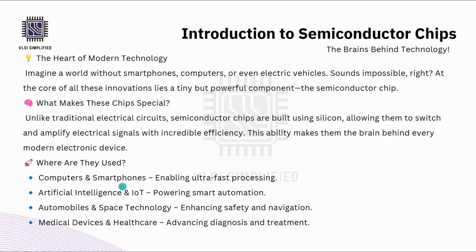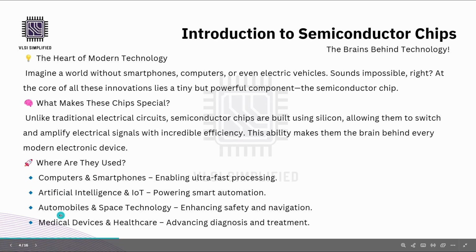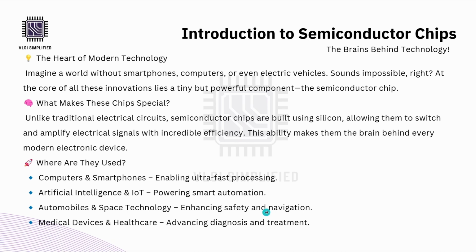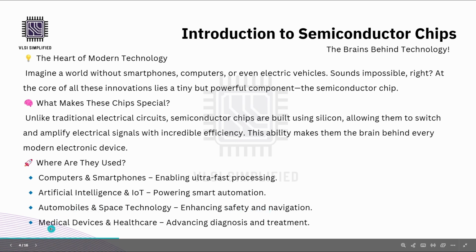Where are they used? These chips are literally everywhere, transforming industries and shaping the future. In computers and smartphones, they handle complex calculations and high speed processing, giving us lightning fast devices. In AI and IoT, they make smart automation possible, from voice assistants to self-learning systems. In automobile and space technology, advanced driver assistance systems, that is ADAS, and space navigation rely on these chips for precision and safety. In medical devices and healthcare, from MRI machines to wearable health monitors, these chips power life-saving technologies.